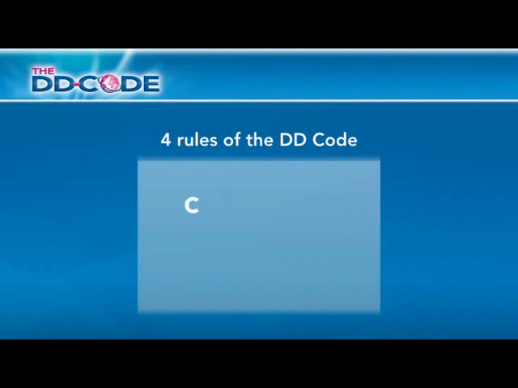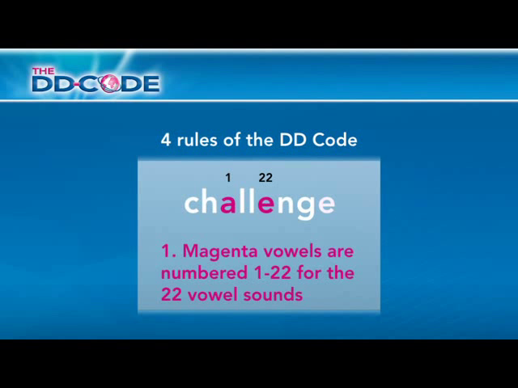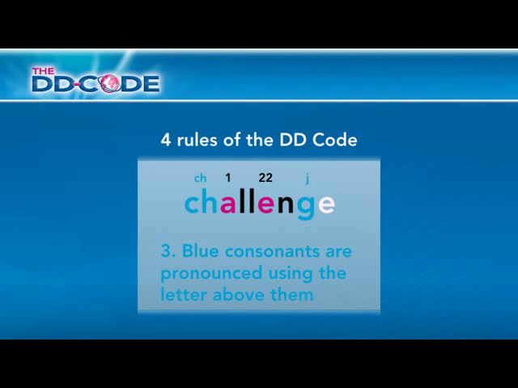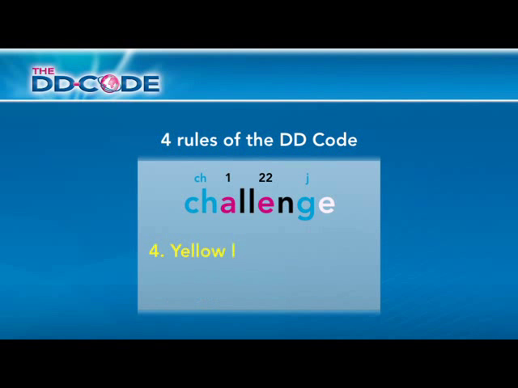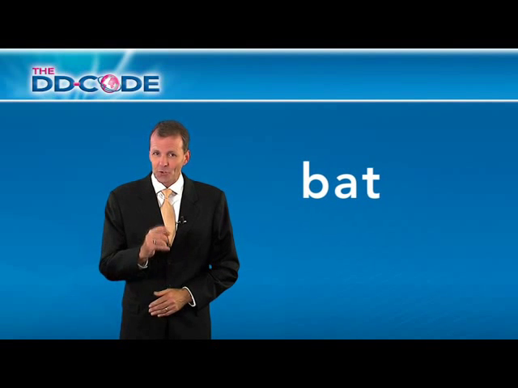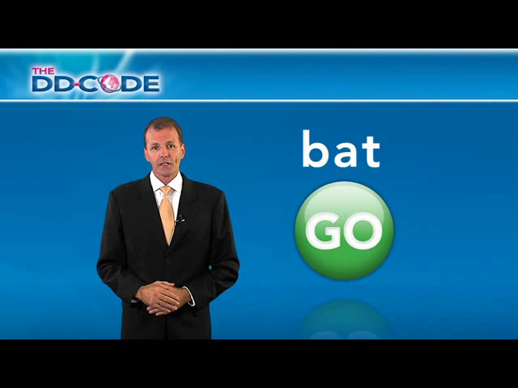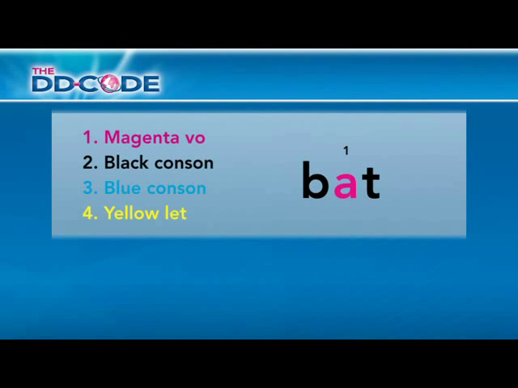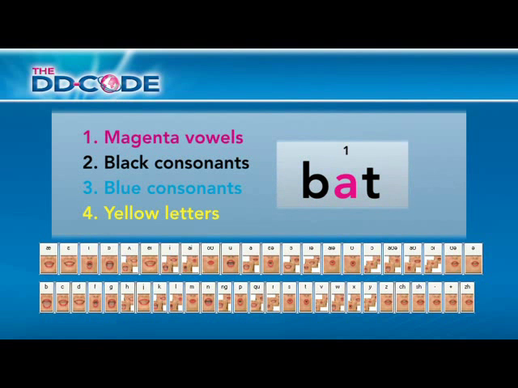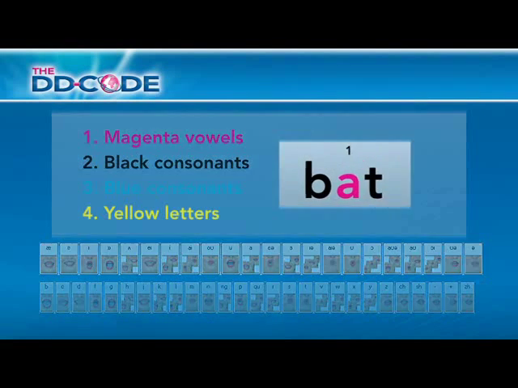Okay, here is the word challenge. Magenta vowels are numbered 1 to 22 for the 22 vowel sounds. Black consonants are sounded as they're written. Blue consonants are sounded as the letter above them, and the yellow letters are silent. It's as simple as that. Now let's take another look at the word bat and you try it. Click on the Go button to change the word bat into the DD code. Okay, you can see the 4 rules of the DD code: the 22 vowel sounds, the 26 consonant sounds, and the word bat in the DD code.